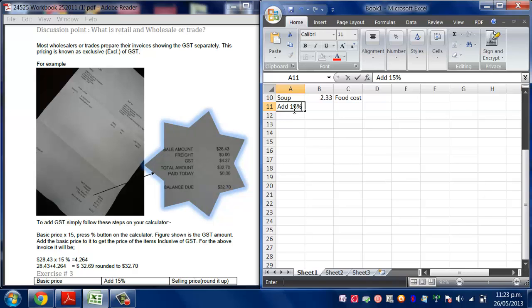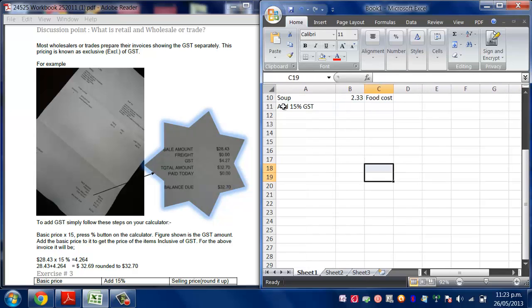Now we need to add 15% GST to it. So how do we do that? We've got 15%, and we have to add it to the 2.33, so that's why we don't just calculate it directly. I add a plus sign here, pick up this figure, multiply by 15%, and press enter. So it gives me 15% of $2.33.